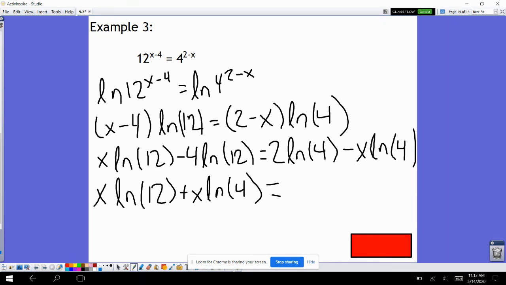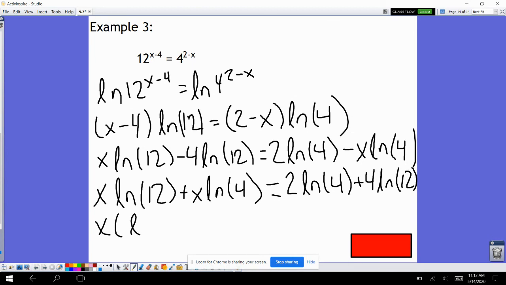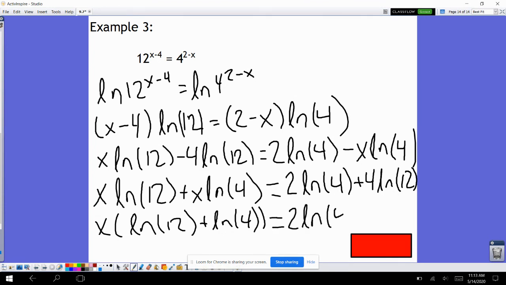Okay, we want our constant to be on the other side, so we're going to add the 4 times the natural log of 12 to the other side. So we have 2 times the natural log of 4 plus 4 times the natural log of 12. Again, how do we get that x from being in a sum into one term? We factor. We have x times the natural log of 12 plus the natural log of 4 is equal to 2 times the natural log of 4 plus 4 times the natural log of 12.